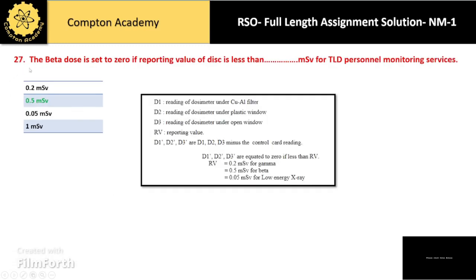Now the question number 27 is, the beta dose is set to 0 if the reporting value of the dose is less than 0.5 millisievert. For the beta, it is considered as reported to be 0. So it is the correct option for this.